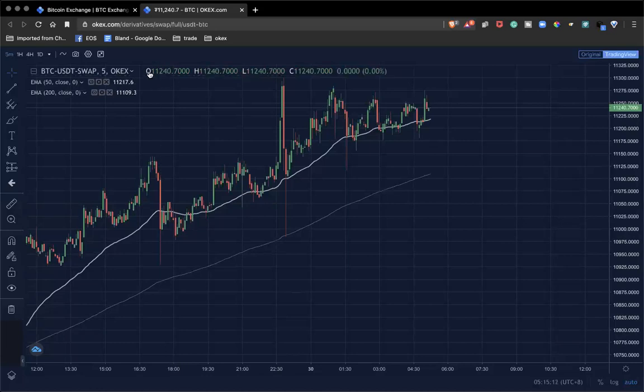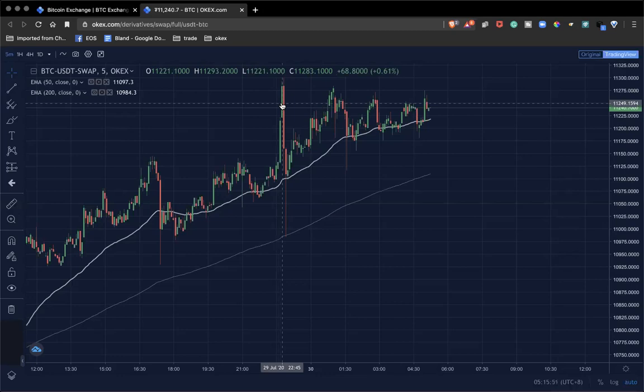Now, what this is trying to tell me is that within this particular candle, in the 5 minute time frame, Bitcoin opened at 11,240.7, and then it had a high of 11,240.7, and then it had a low of 11. Hold on a second, something's not right. The figures are not supposed to be the same here. So I'm just going to move the cursor. Just look at that place.